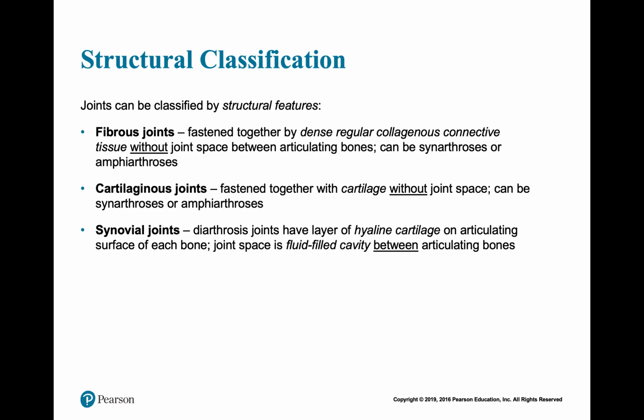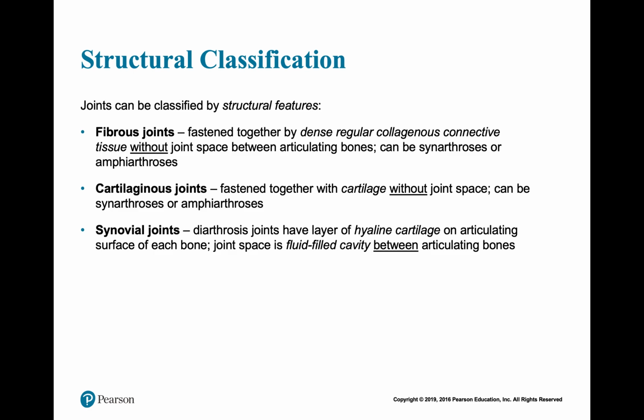Next we can classify joints based on their structure, and structure meaning the type of tissue that's present. How is it structured? What type of tissue makes up that joint? There are three structural classifications of joints, and all joints can be classified within one of these three.